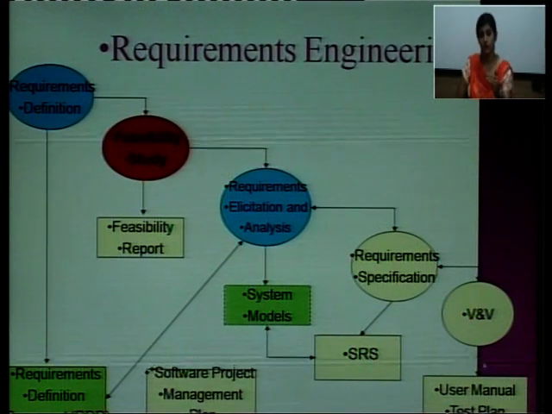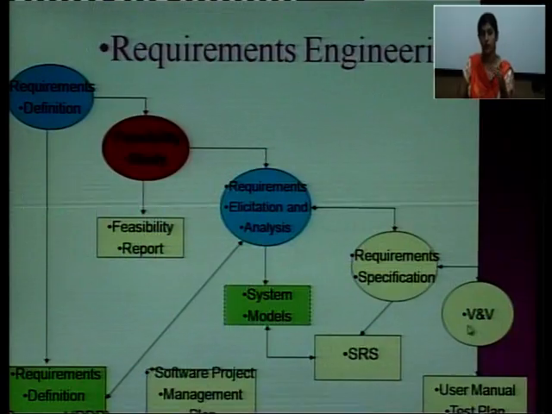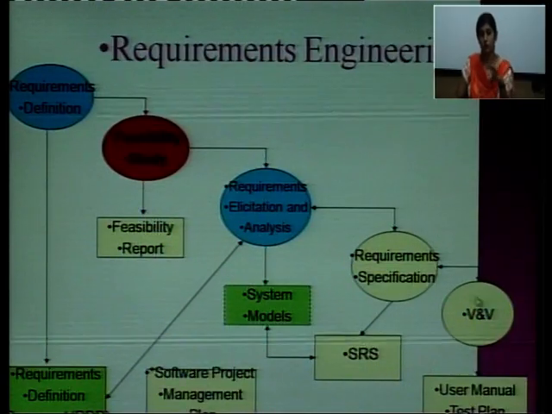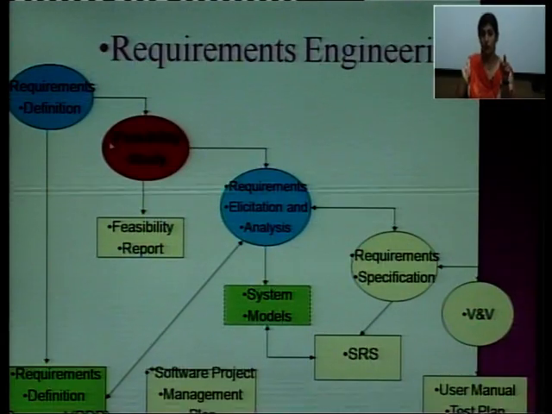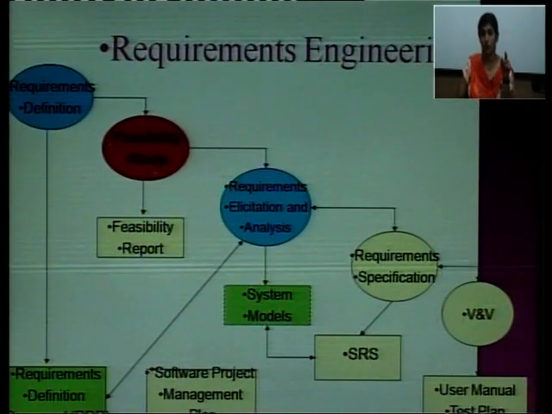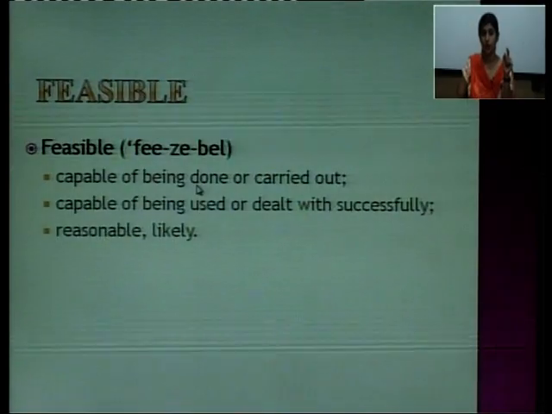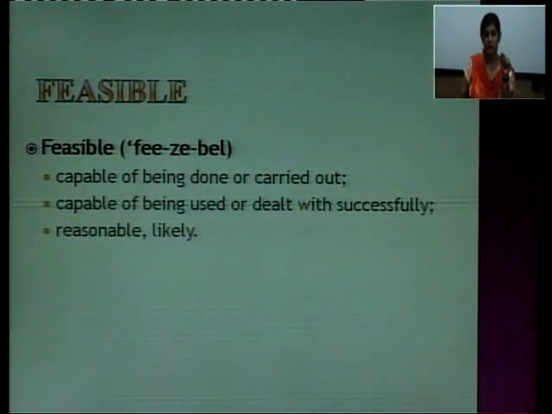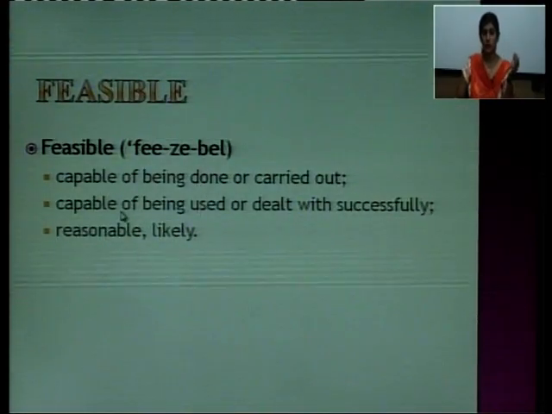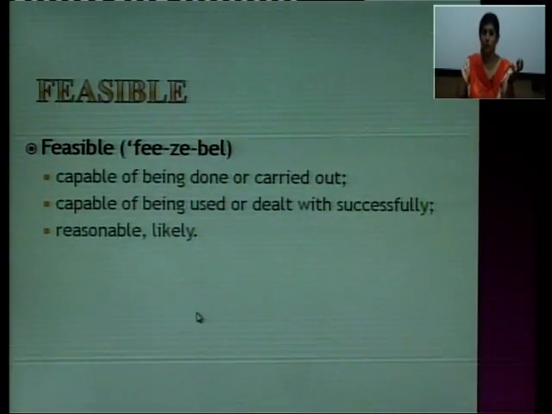Now these are the next phases: again analysis, design, verification and validation, and requirement specification. These steps go on after, but first of all, after requirement analysis you have to do the feasibility study. Now what does feasible actually mean? We usually use this word: the system is feasible, it is not feasible.